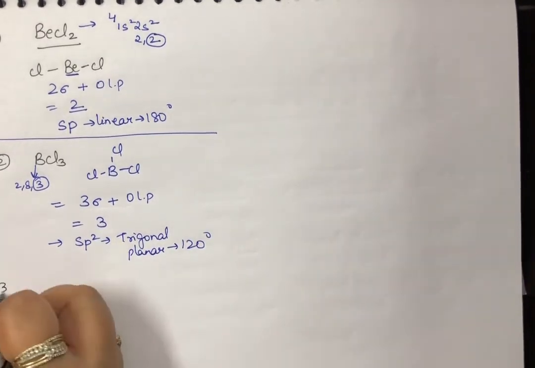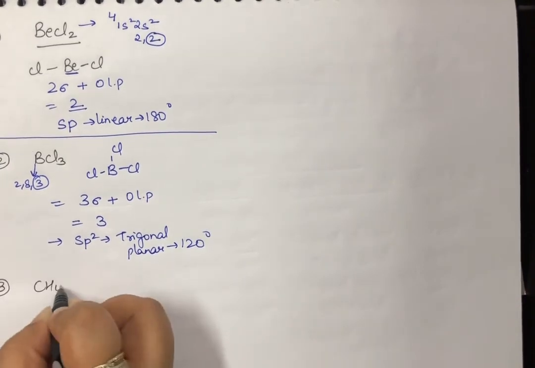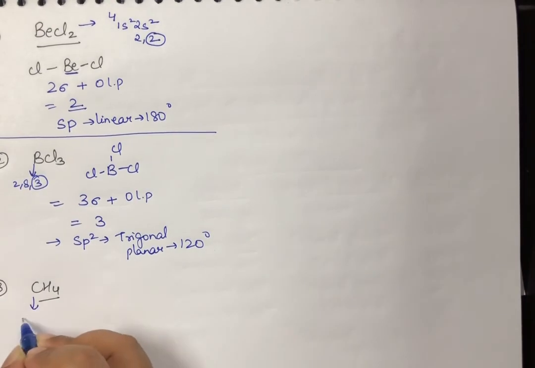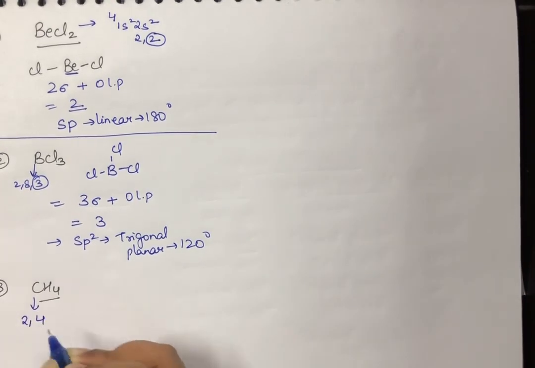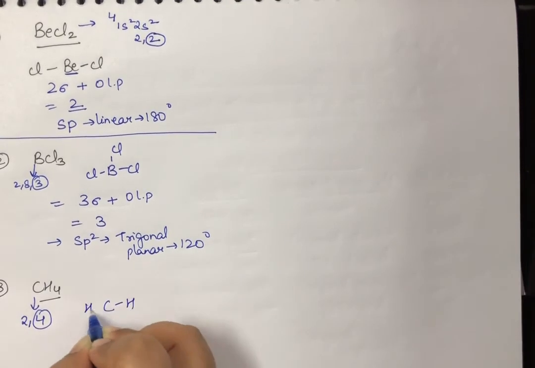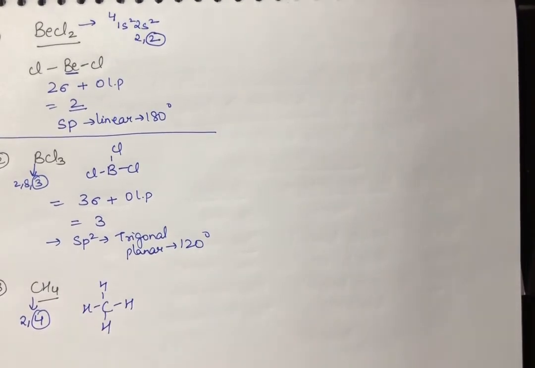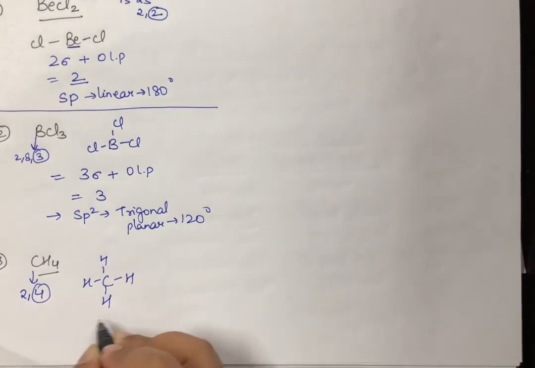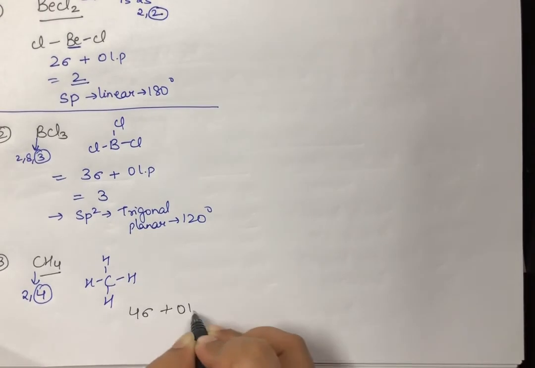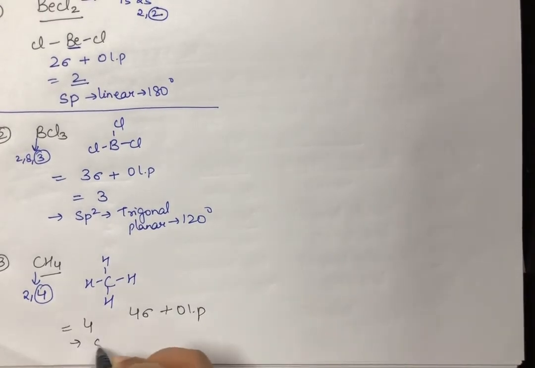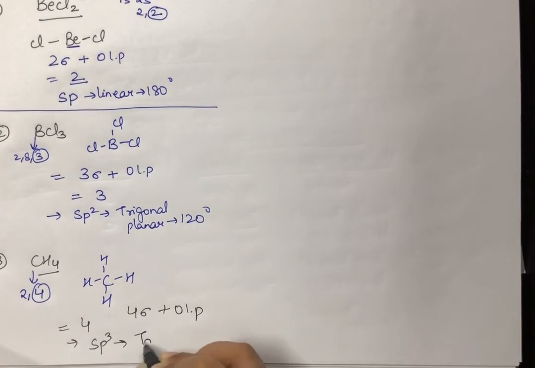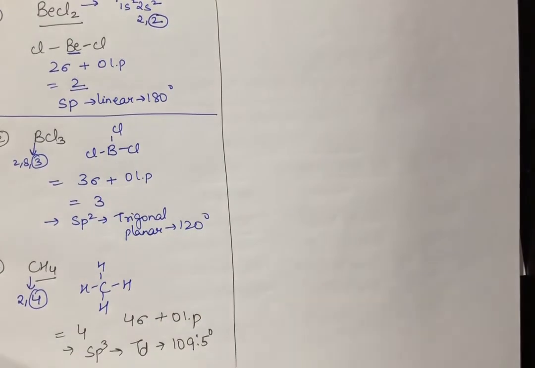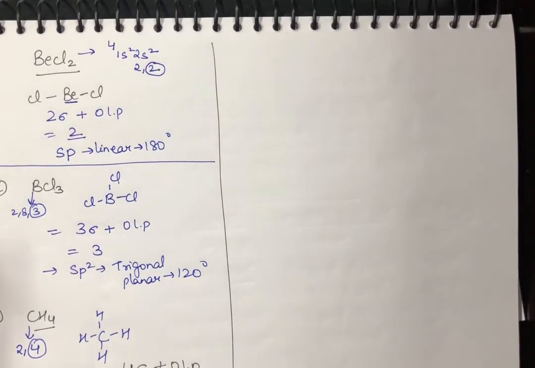Similarly, let's take example of CH4. Again we know carbon has valency of 4, so it is going to be 2, 4. So carbon would be like this, as it is a central atom. So there are 4 valence electrons and all of them are busy in the bonding, so there is not going to be any lone pair. So 4 sigma bonds plus 0 lone pair, it comes out to be 4. 4 means sp3. sp3 means it is tetrahedral and the angle would be 109.5 degree. I hope what I have explained is very clear now.